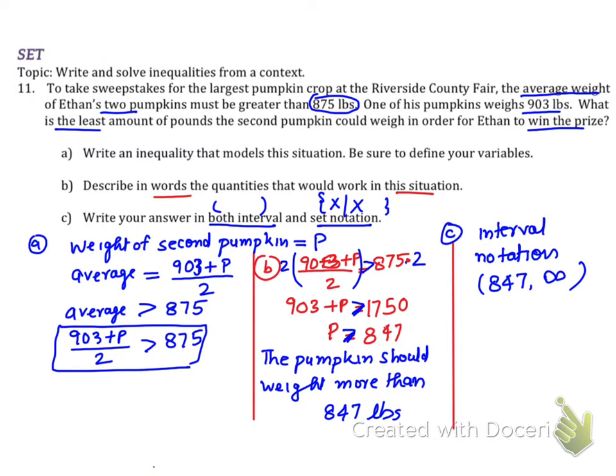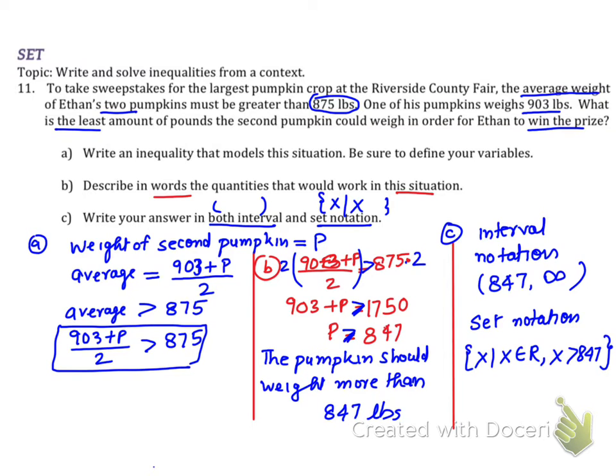Infinity is not defined as a number. And when I have to talk about set notation, that's going to be x such that x is any real number. It means it could be any real number, but the condition is x has to be greater than 847. This is written like this. That's the set notation.